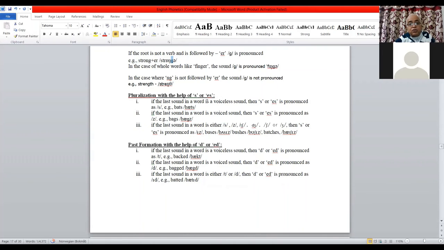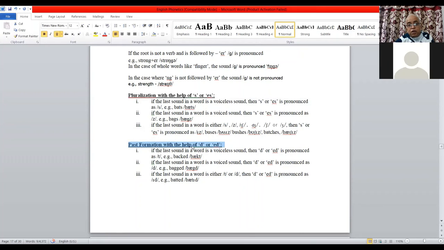Pluralization with the help of S or ES. If the last sound is voiceless sound, then S or ES is pronounced as S. Bats, this T is a voiceless sound, bats. If the last sound in a word is voiced, then S or ES is pronounced as Z. Bags. If the last sound in the word is either S, Z, Ch, J, or Sh, then S or ES is pronounced as iz. Buses, bushes, batches.